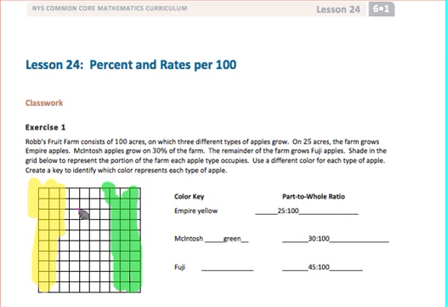And I'll use pink for the Fuji apples. Again, we're doing 45. So I have 5 left over in this third line. I'll do that. And then I should have 4 full lines to make the 40. And there it is.